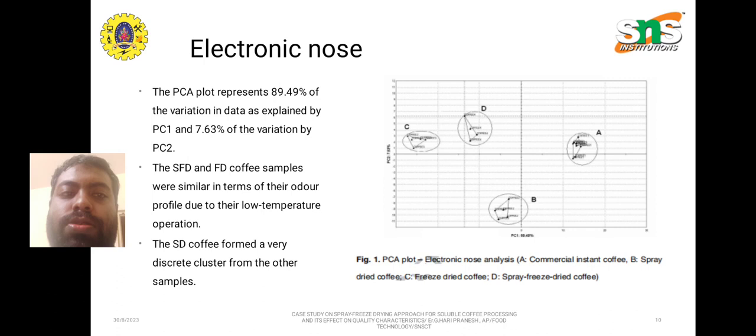Then the electronic nose. In this there are 4 plots, that is, the electronic nose analysis. A denotes commercial instant coffee, B denotes spray dried coffee, C denotes freeze dried coffee, and D denotes SFD, spray freeze dried coffee. The PCA plot, also called the electronic nose plot, represents 89.49% of the variation in data as explained by PC1 and 7.63% of the variation by PC2. The spray freeze drying and freeze drying coffee samples were similar in terms of their odor profile due to their low temperature operation. The spray drying coffee formed a very discrete cluster from the other samples.